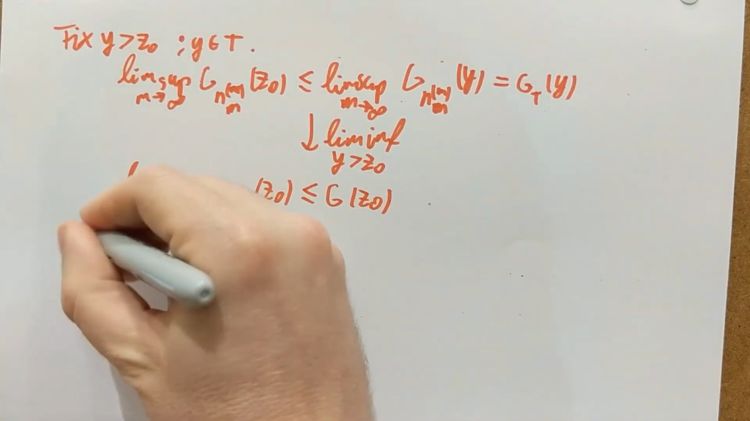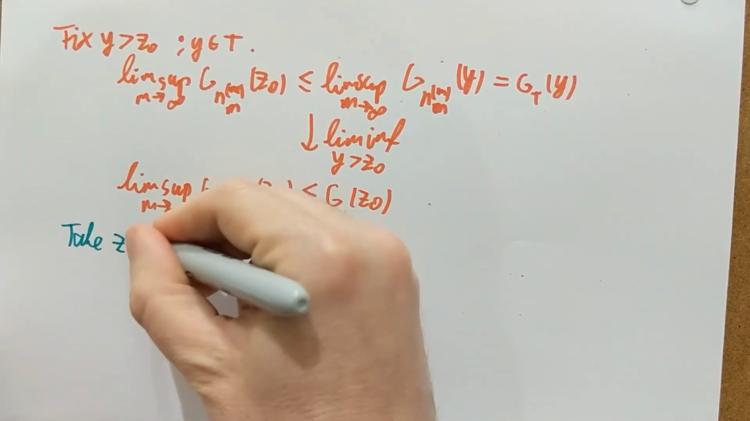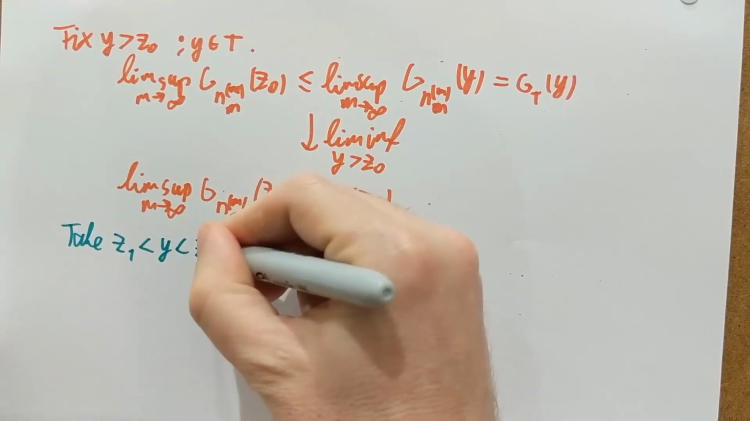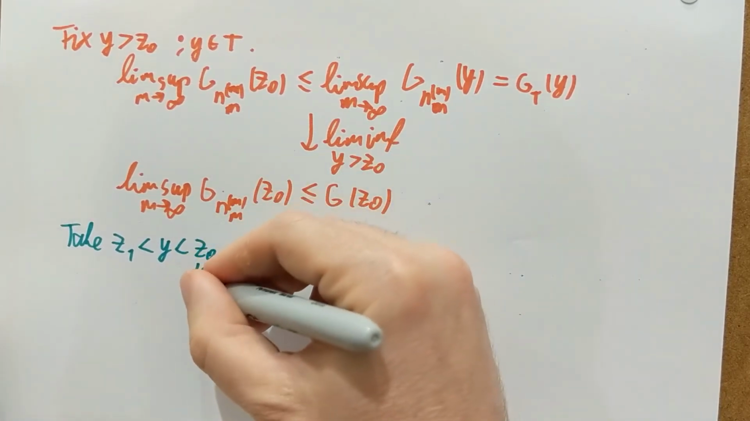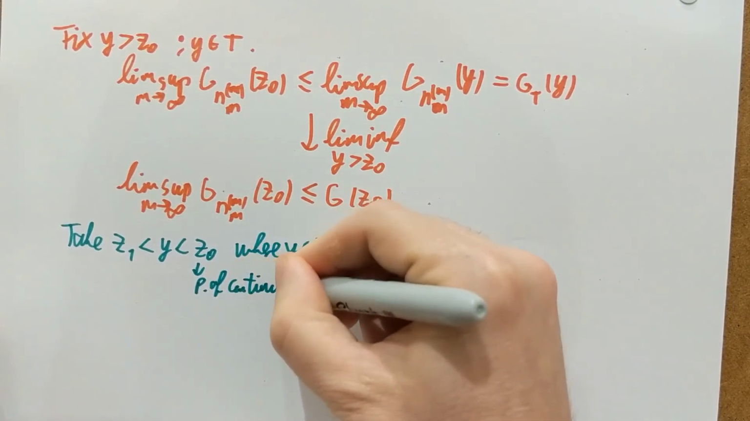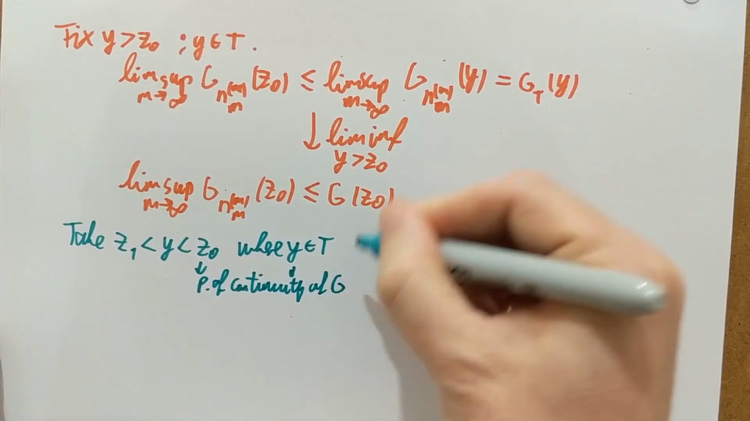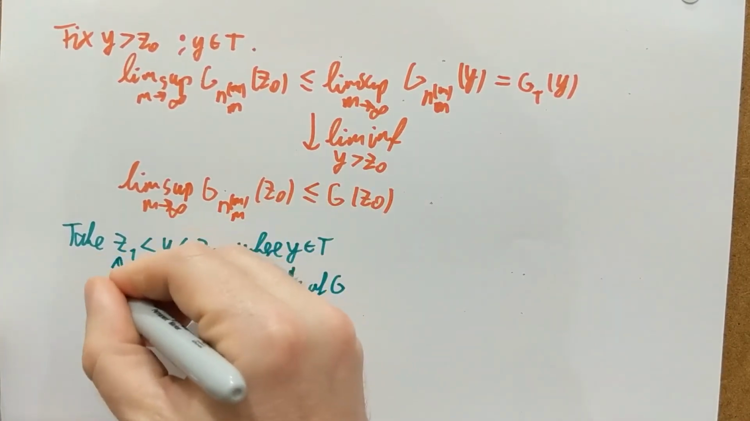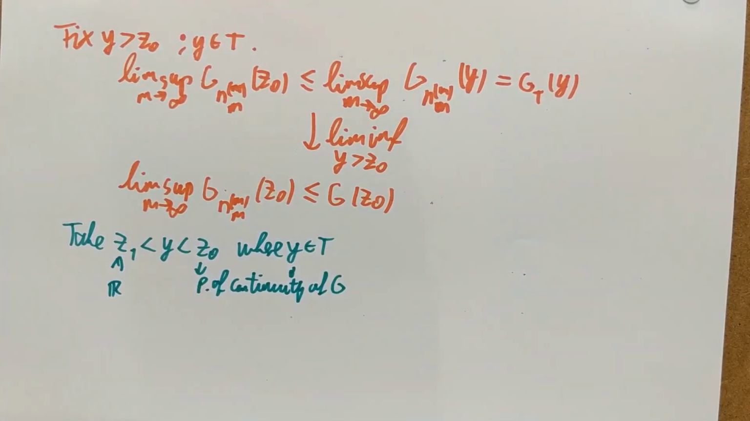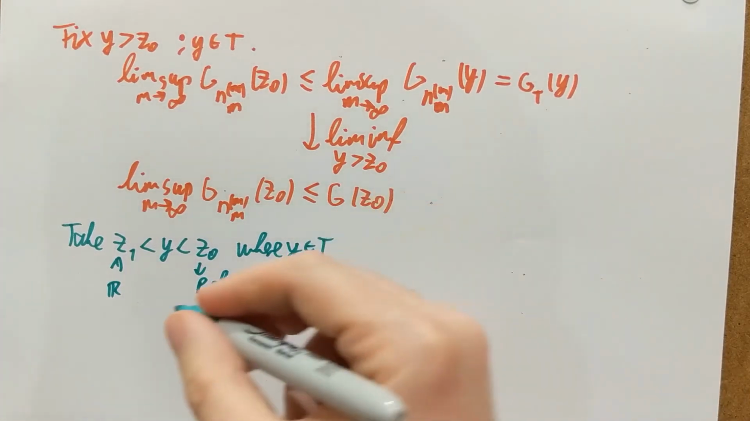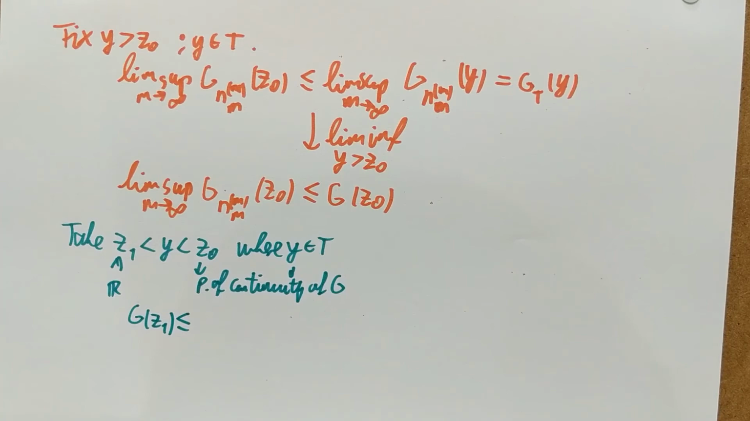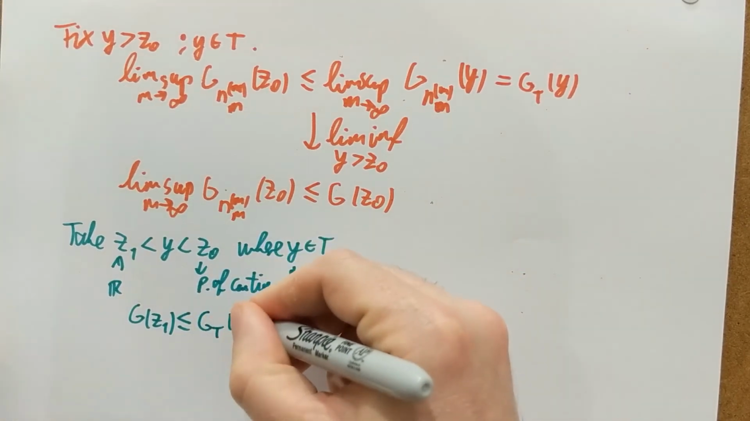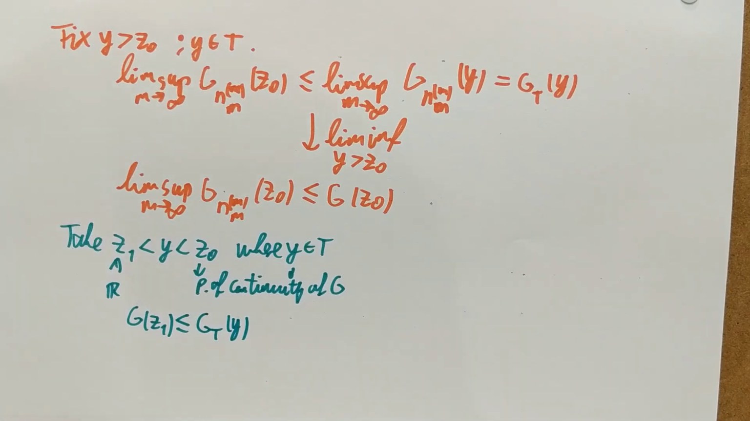So take now Z1 smaller than Y smaller than Z naught, where Y is in T, and Z naught is a point of continuity of G, the limiting thing. Z1 is any real number. Okay. Now, what can I say about these? So take G of Z1. G of Z1 is obtained as the infimum of all Y's in T where Y exceeds Z1. So if I don't take an infimum, just fix a particular Y, then I'm going to be larger than or equal to my infimum.